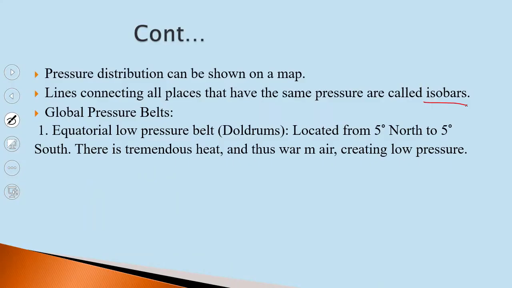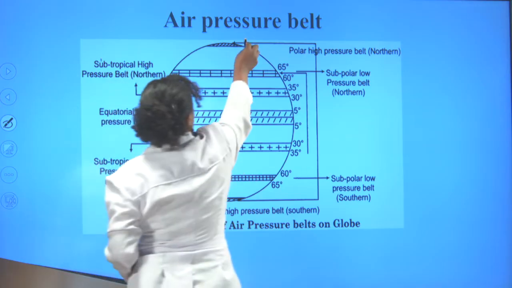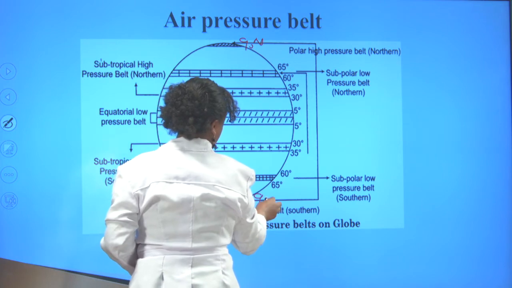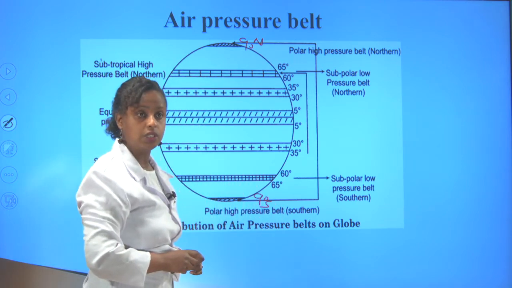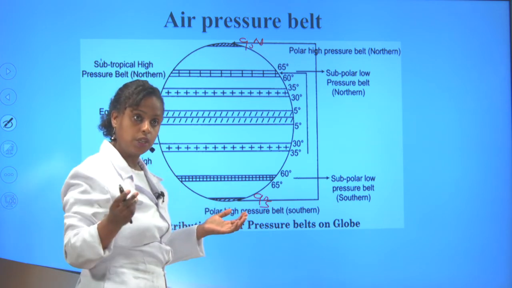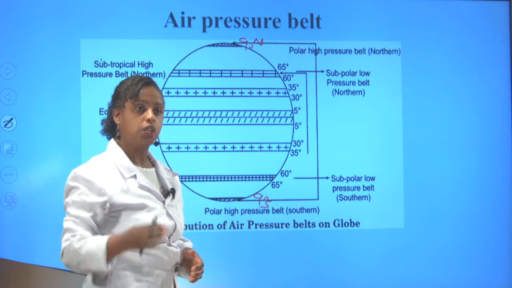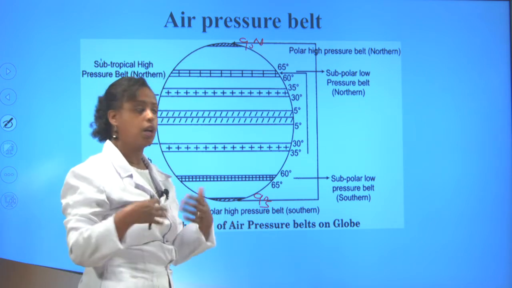Let's see the global pressure belt regions of the world. This is the global pressure belt, 90° north and 90° south, known as the frigid zone. In this region, there is high pressure because, based on the above lesson, when the temperature is low, the air contracts, then the density and the pressure become high.